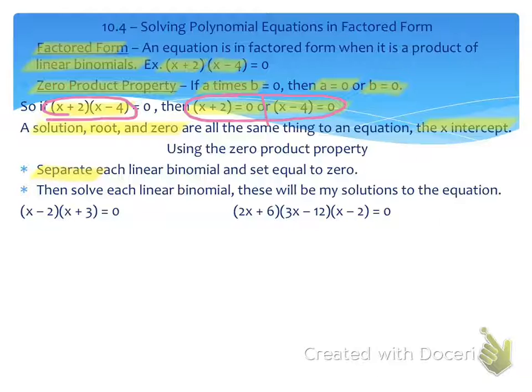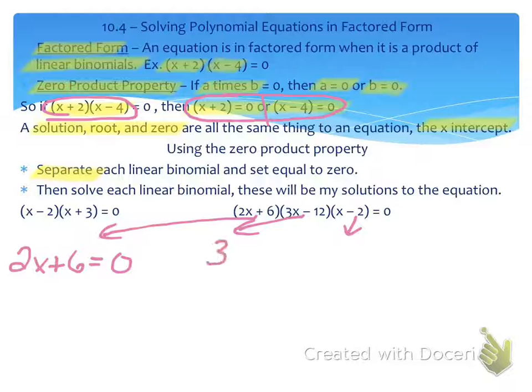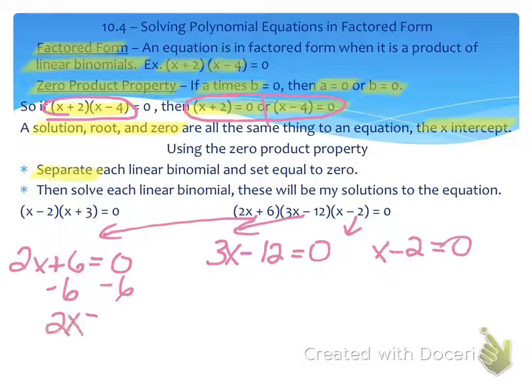So for these examples, first thing I'm going to do is separate them into 3 separate problems. The first one I have is 2x plus 6 is equal to 0. Then I have 3x minus 12 is equal to 0. And then x minus 2 is equal to 0. So I subtract 6 from both sides. Then I have 2x is equal to negative 6. Then divide by 2. And so I get x is equal to negative 3.